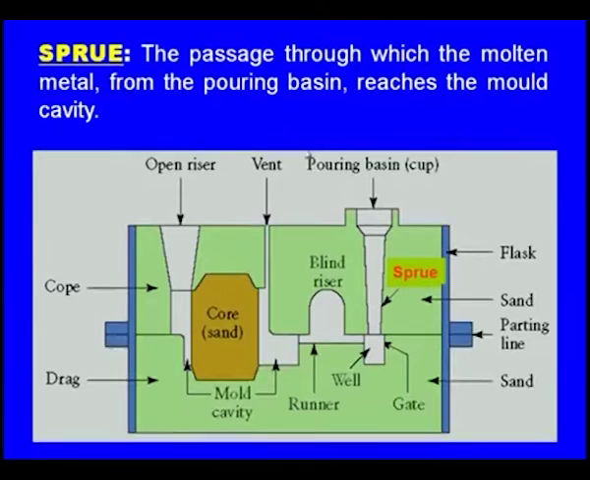Next, let us see the sprue. Again let us see the same cross section. The molten metal is poured into the pouring basin and it has to reach the mould cavity, means there is a vertical passage and there is a horizontal passage. This vertical passage is known as sprue. The passage through which the molten metal from the pouring basin reaches the mould cavity is known as sprue.